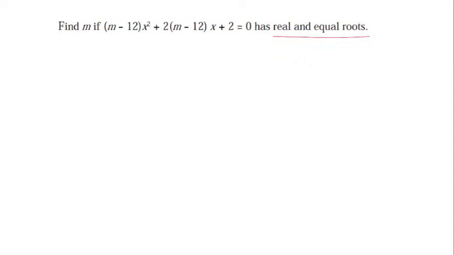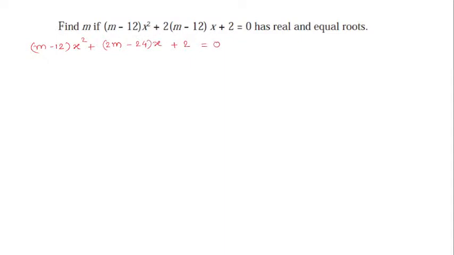When we get the roots real and equal, the value of the discriminant, that is delta, is equal to 0. That means b square minus 4ac is equal to 0. So we have to use this to find the value of m. So let's write this equation given. m minus 12 into x square plus, if we multiply inside the bracket, we get 2 into m, that's 2m, minus 2 into 12, that's 24, into x plus 2 is equal to 0.